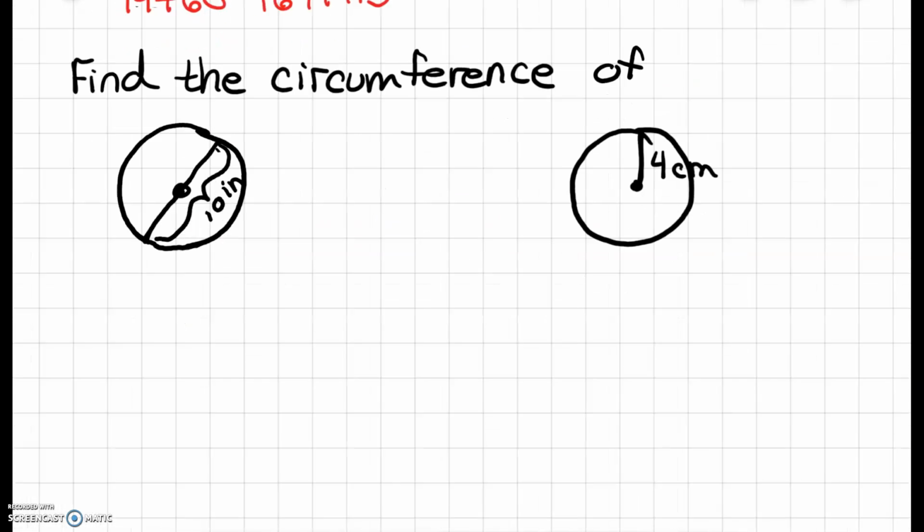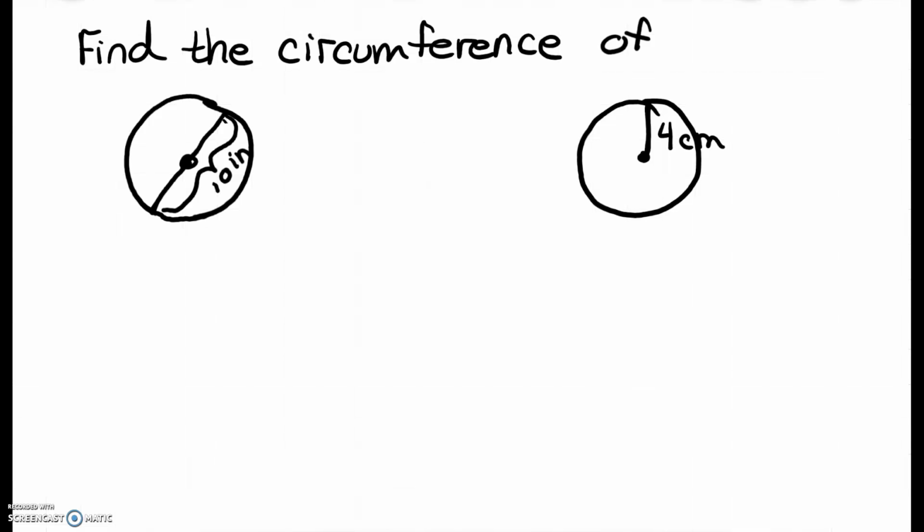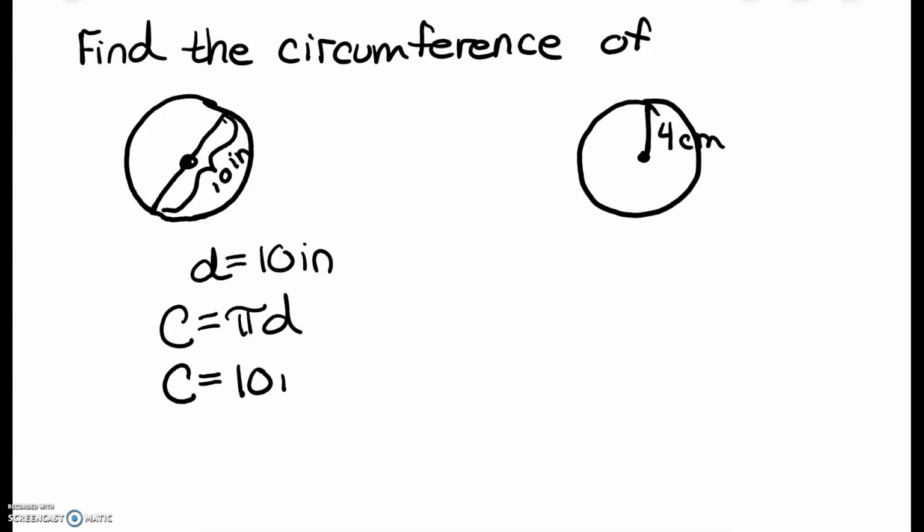Now it's asking us to find the circumference of each of these circles. Well, in the first case, I've been given the diameter. In this case, the diameter is 10 inches. So I'm going to use my circumference formula, that is pi d. When I plug in 10, I get 10 pi. And I'm just going to leave it in terms of pi unless they ask me to plug that in my calculator and approximate it to a certain number of decimal points.